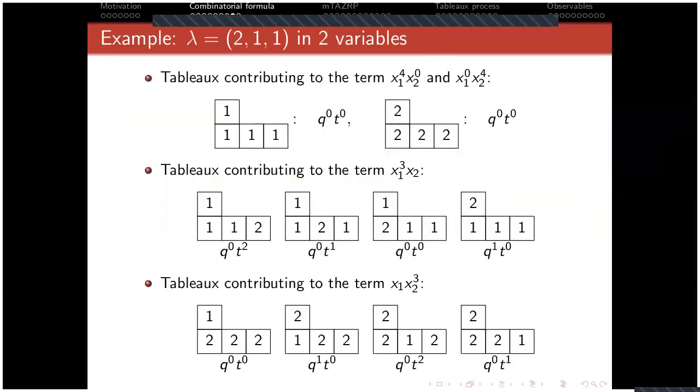So here's an example. I look at lambda 2, 1, 1, and I just focus on 2 variables. Again, this is a coincidence. It could have been 3, but I want a reasonable example. So if all of them are 1, then I get Q to the 0, T to the 0. These give monomial weight x1 to the 4 and x2 to the 4 respectively, and you can see that they are symmetric. And then if I look at x1 cubed, x2, I get these 4 tableaux. So I have to fill with 3 1s and 1 2, and these are the 4 ways I can do it.